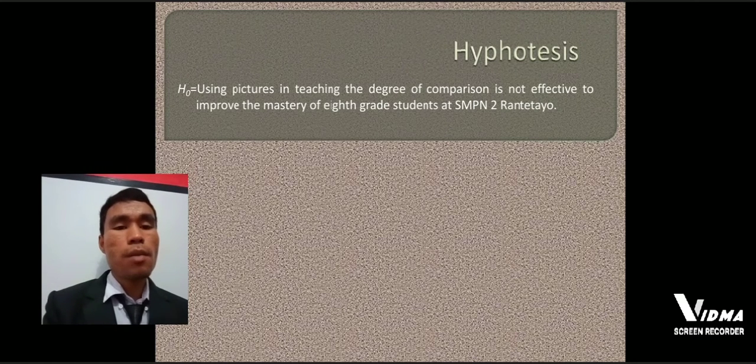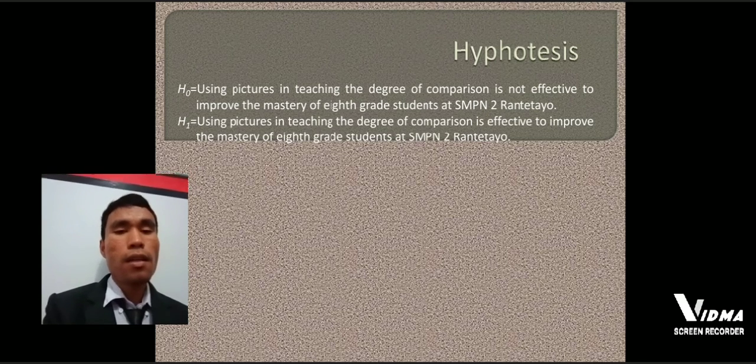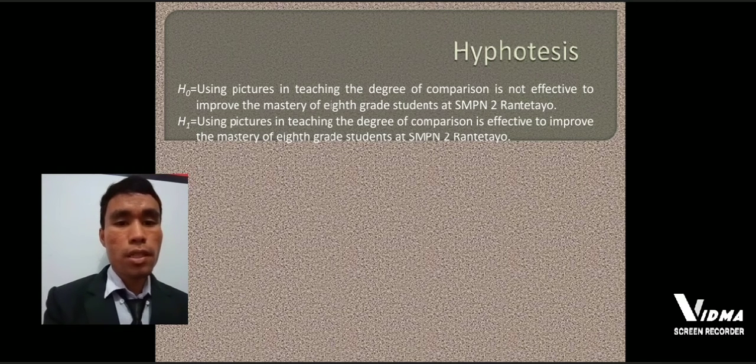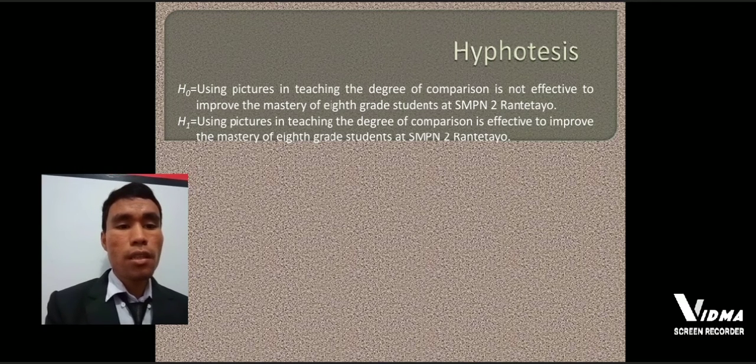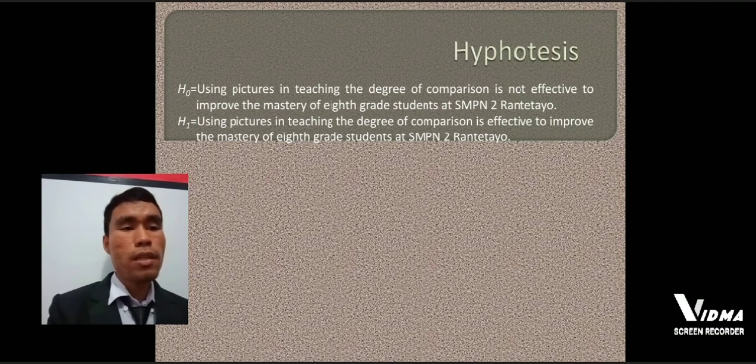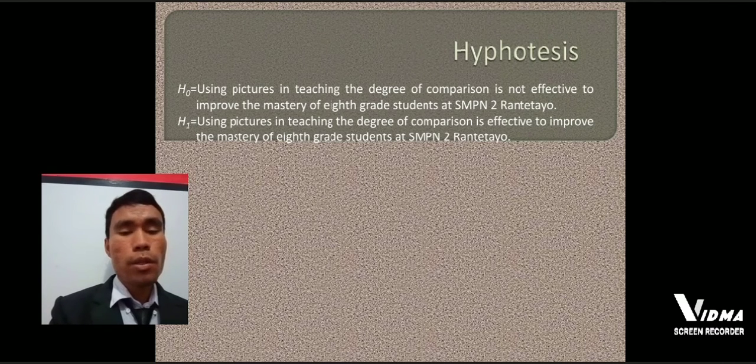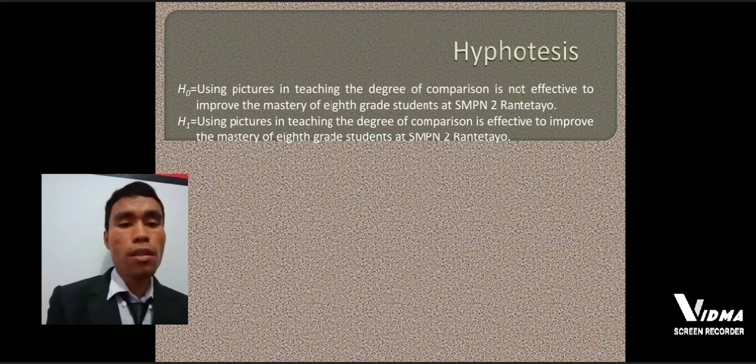Next, this is the hypothesis. There are two hypotheses used in this research. The first is H0: using pictures in teaching the degree of comparison is not effective to improve the mastery of 8th grade students at SMPN Turun. And the second hypothesis is H1: using pictures in teaching the degree of comparison is effective to improve the mastery of 8th grade students at SMPN Turun.